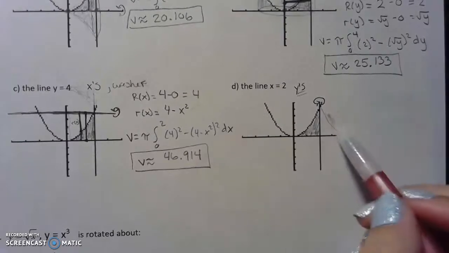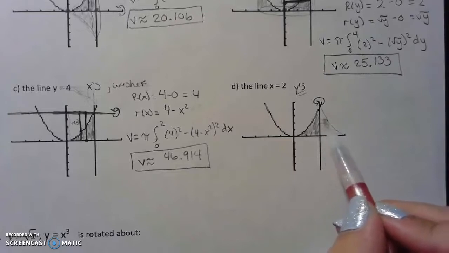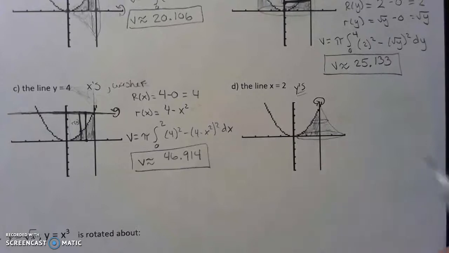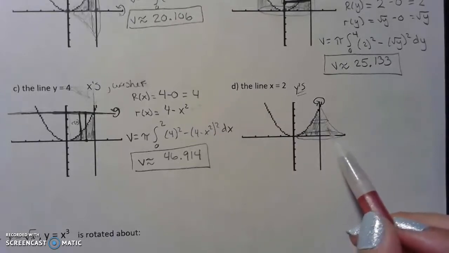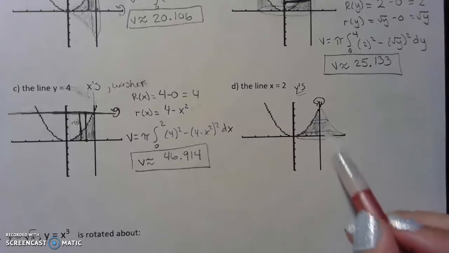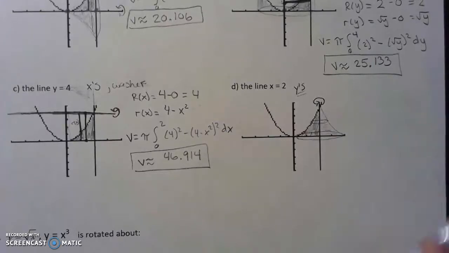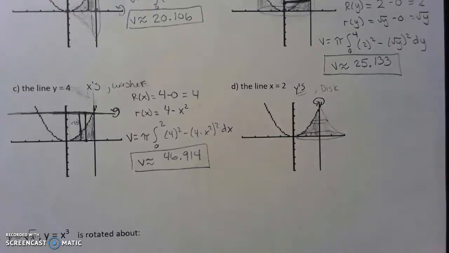What we're going to get is this shaded area over here, and that is the revolving look. This one's going to look like a funnel upside down, more like a cone, and you'll notice that it's going to be completely solid. There are no holes or spaces or any gaps in this. It's going to be completely solid when we revolve that region. So because it's completely solid, this is actually going to be a disk method.